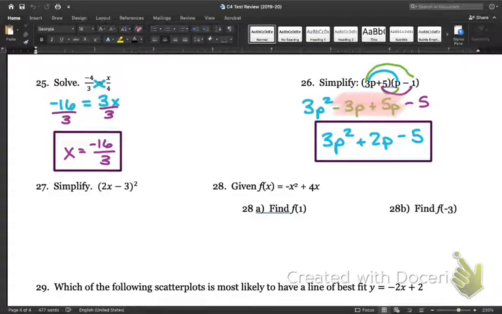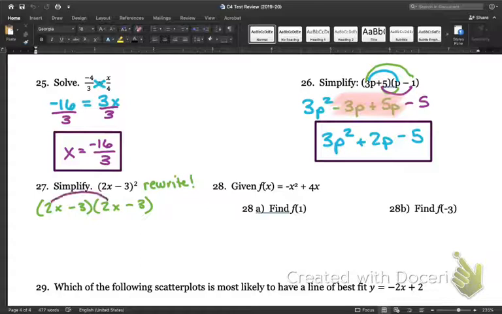Number 27 is one of the most missed problems in math ever at all levels, because everyone just wants to square the first thing and square the second thing and call it a day. But we need to rewrite it. Please, please, please rewrite it as that binomial times itself, because it's a hidden FOIL problem, just like number 26.